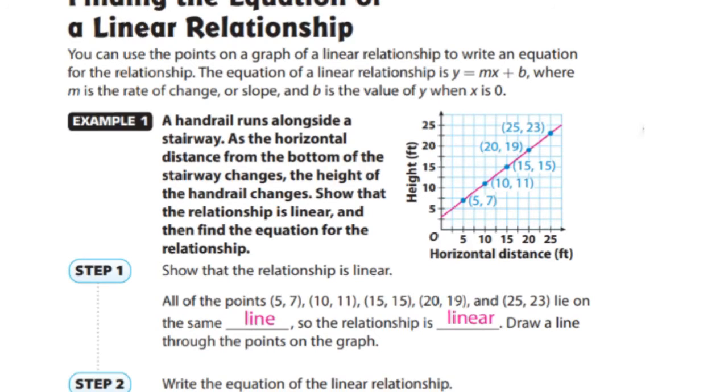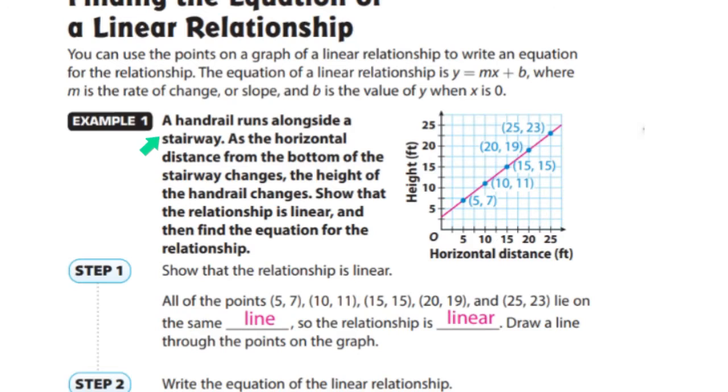Okay, moving on. Finding the equation of a linear relationship. You can use the points on a graph of a linear relationship to write an equation for the relationship. They're saying that you can take any two of these points and you'll be able to write an equation. Any two points, whether it's on a graph or on a table, you can use to write an equation.